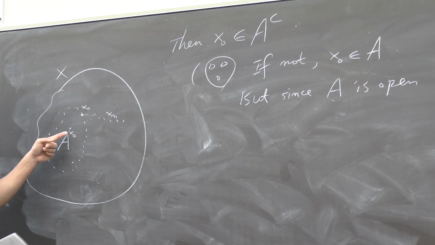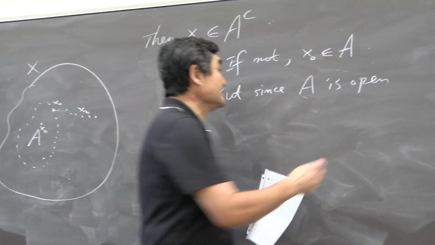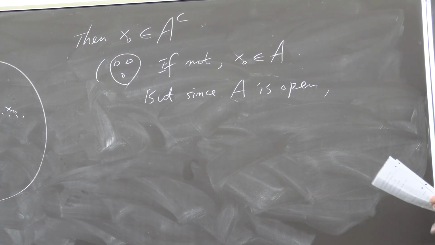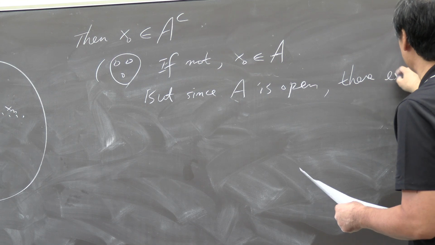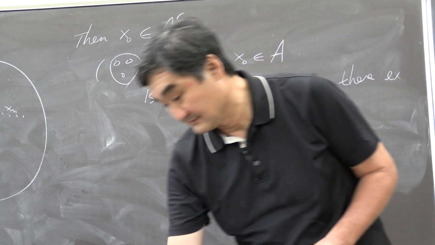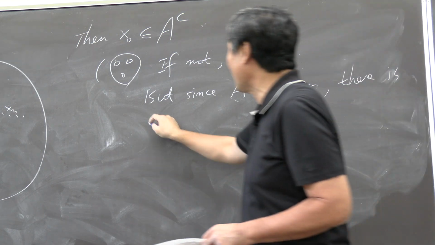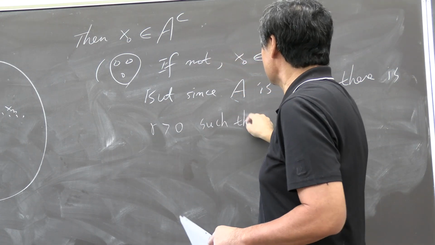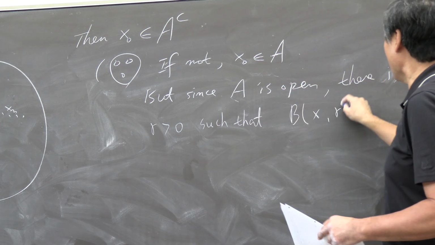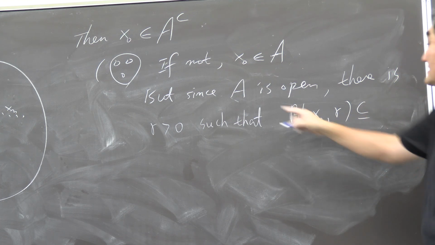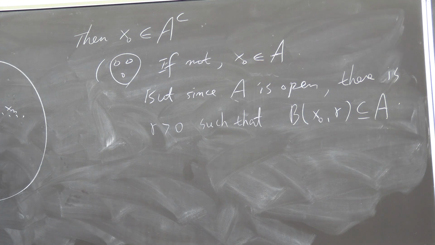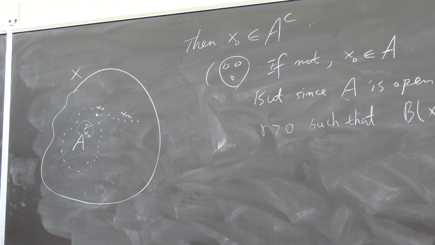Because the subset A is open and x naught is in A, by the definition of openness, there exists some positive number R such that the R neighborhood around the point x naught is still sitting in that open set A. So by the definition of openness, there is some R neighborhood around x naught, which is still sitting in the open set A. That already tells you some contradiction, right?